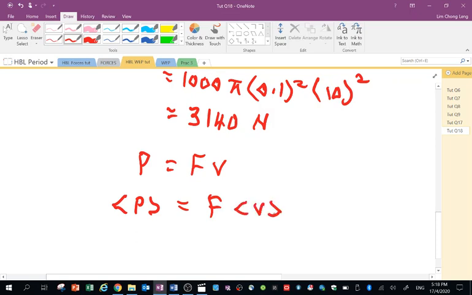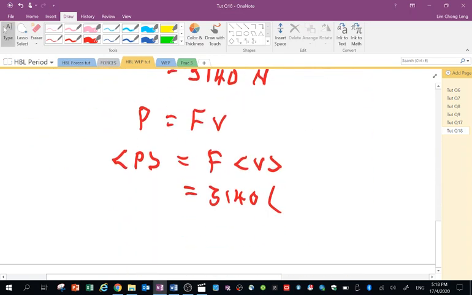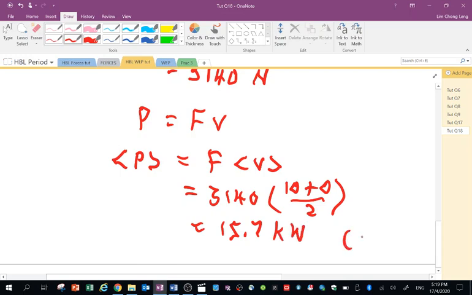So this force is 3140, and then the velocity, since the velocity started from 0 at the start to a certain velocity v, I will take the average velocity, which is 10 plus 0 divided by 2. And that will give me the answer 15.7 kilowatt. So the answer is C. That's the end of the discussion for this question.